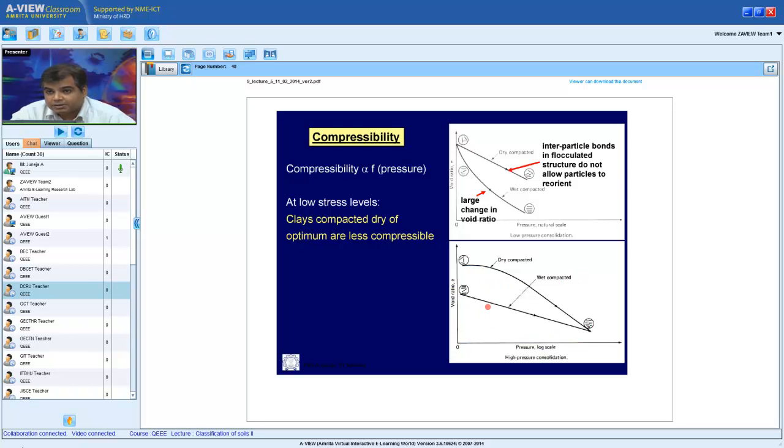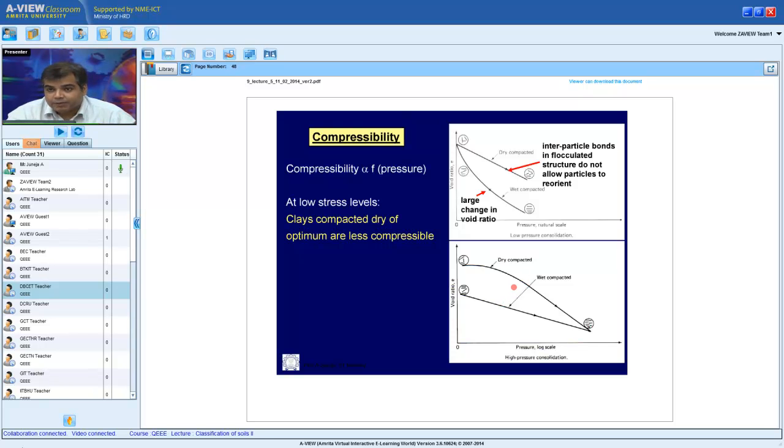Remember this is a log scale, so in other words this becomes 10 times, 100 times, so you're increasing by a large value. What we see is the dry compacted shows a greater void ratio change compared to the wet compacted. Or let me rephrase this, the dry compacted shows a greater compressibility compared to the wet compacted.